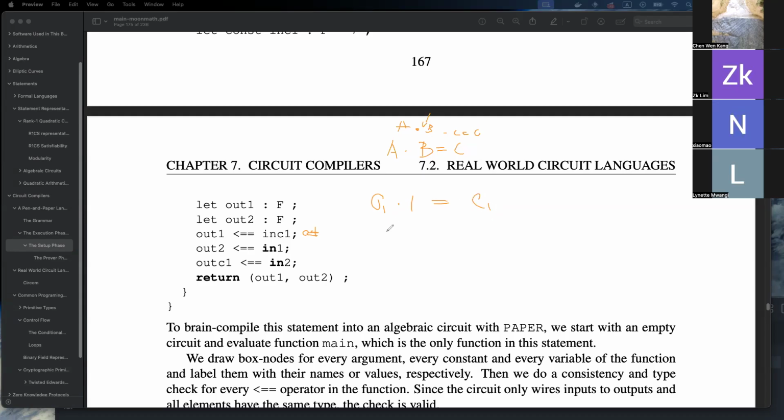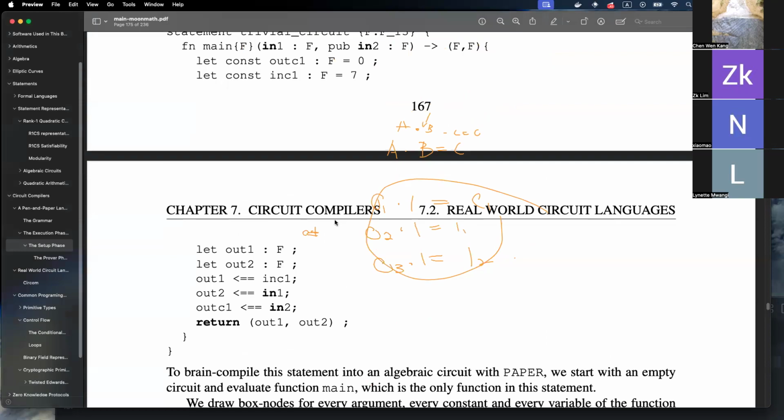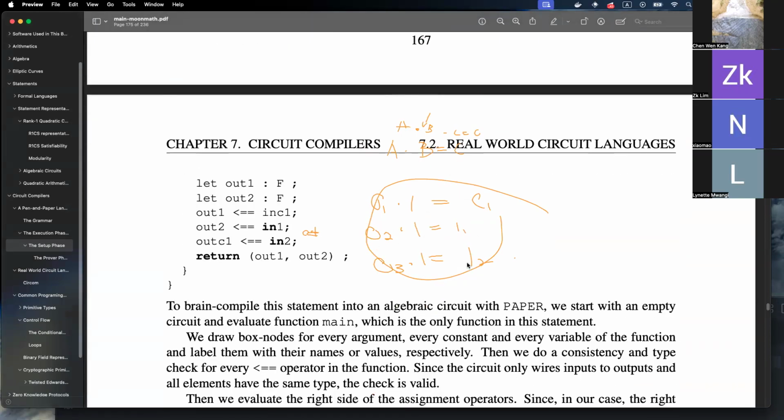Again, this is the same thing. O2 times 1 equals I1, let's call this input I1, and O3 times 1 equals, in this case, I2. And this is essentially our R1CS for this specific program. It's a very simple one because it's a trivial circuit, but a more complex example would not just be like this. This is just an example.